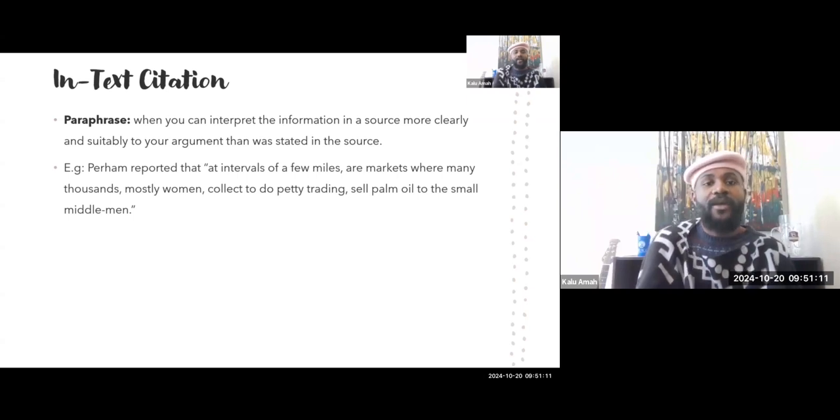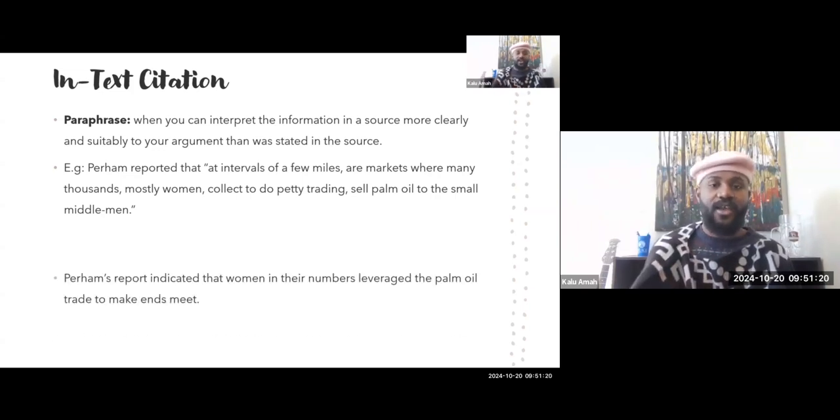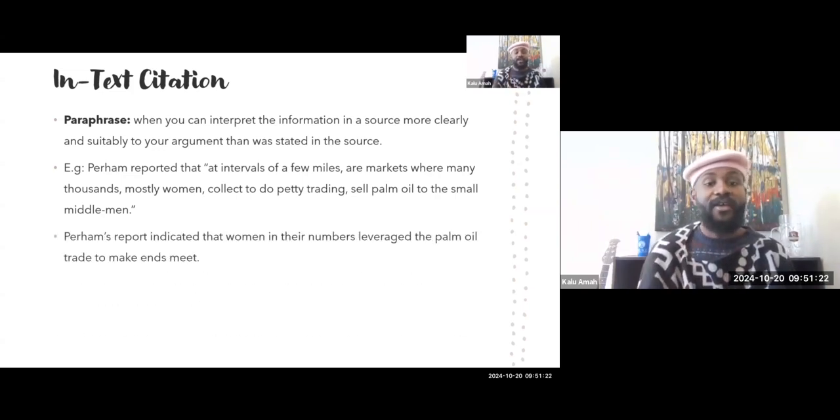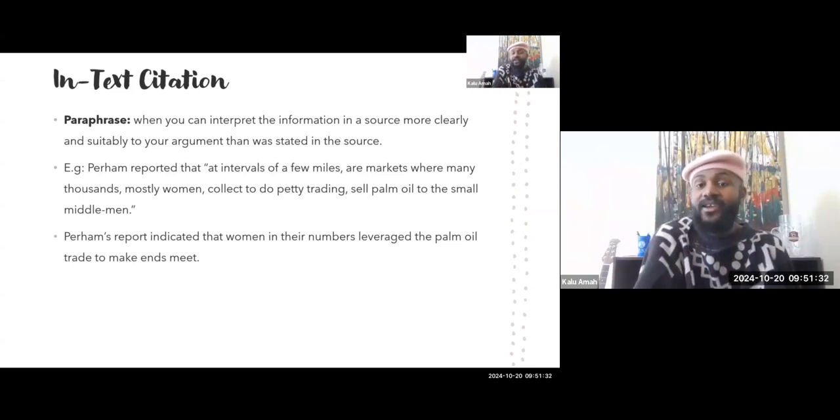For example, Perham reported that at intervals, so this is direct quotation, right? So I will show the next example that paraphrases this. Let me read the first one so that when I read the second one, you see the way I paraphrased her. So Perham reported that at intervals of a few miles are markets where many thousands, mostly women, collect to do petty trading, sell palm oil to small middlemen.